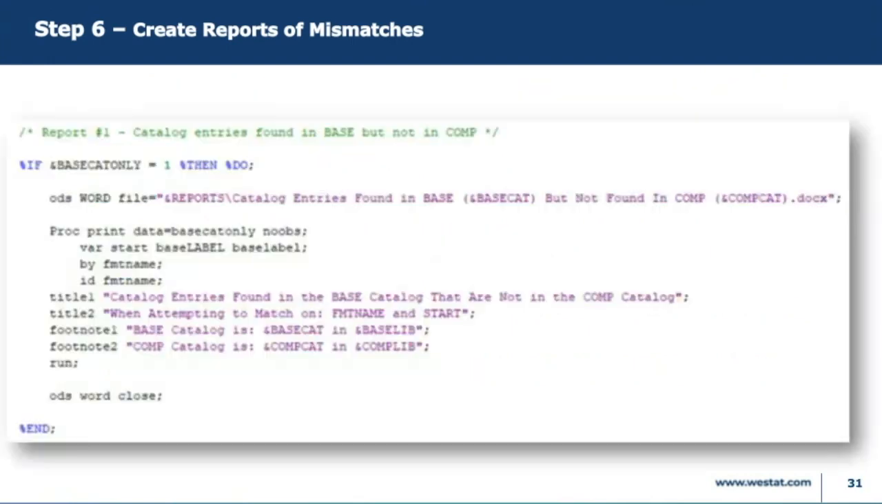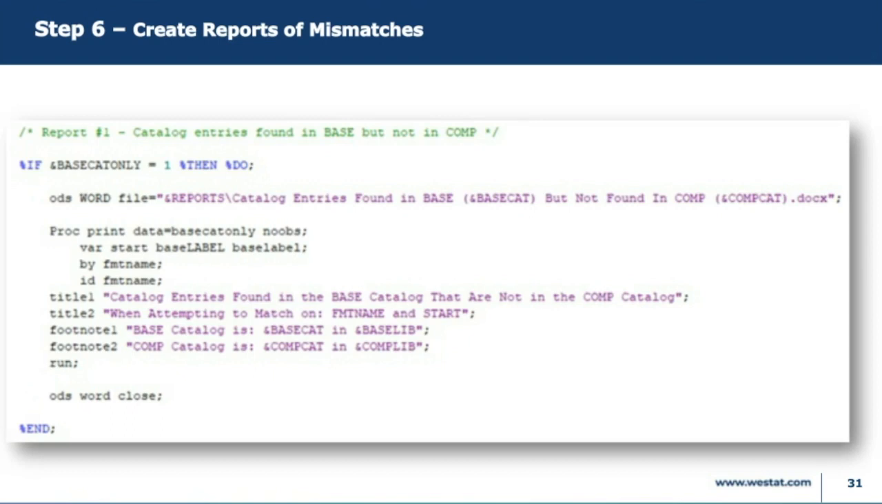This is what the first report looks like. So we have %if base cat only equals 1, that macro variable set to 1, then we're going to do everything between the %do and the %end. We're using simple ODS Word, file equals &reports. That's going to resolve to the full path of the reports directory that you passed into the macro way earlier.